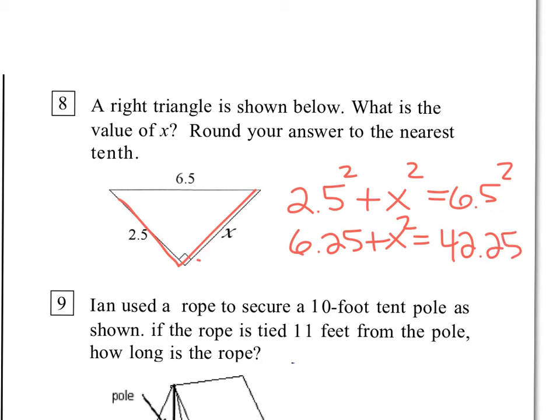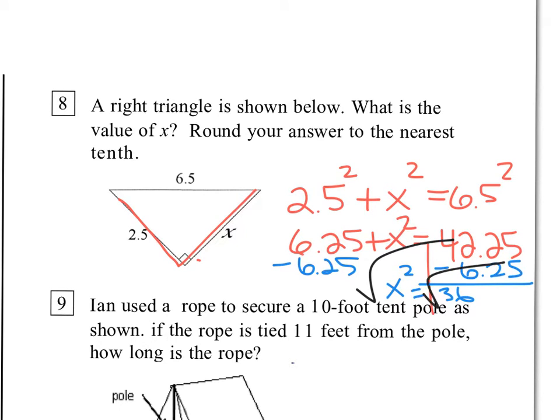42.25. Now, again, your algebra skills have to come into play. You're going to just subtract 6.25 from both sides. I'm going to get 36. Interesting. X squared equals 36. I say interesting because I know that number, I know it's a perfect square.